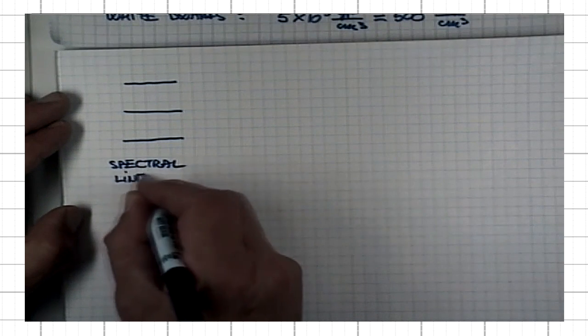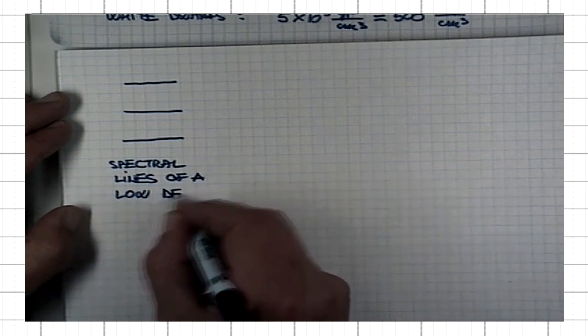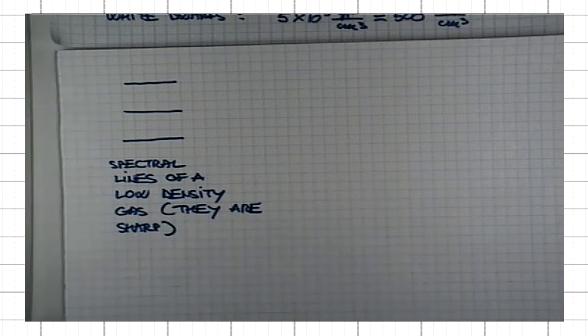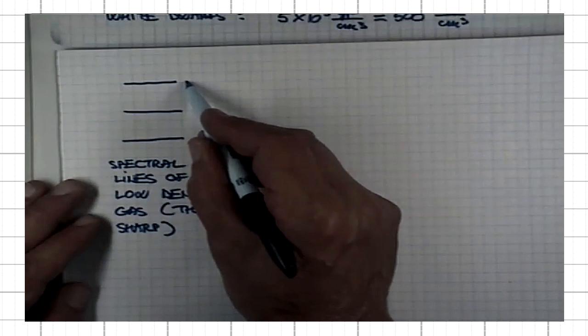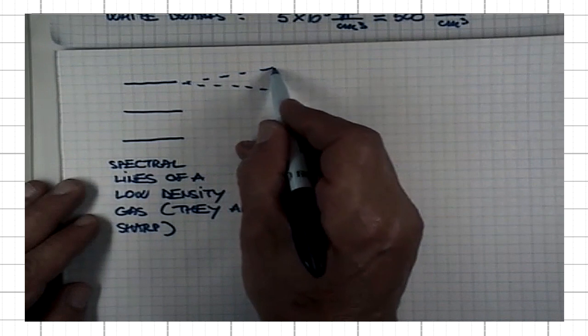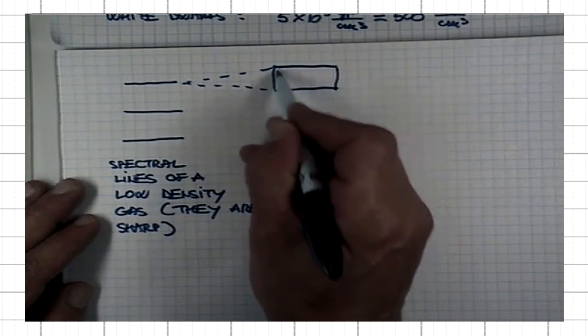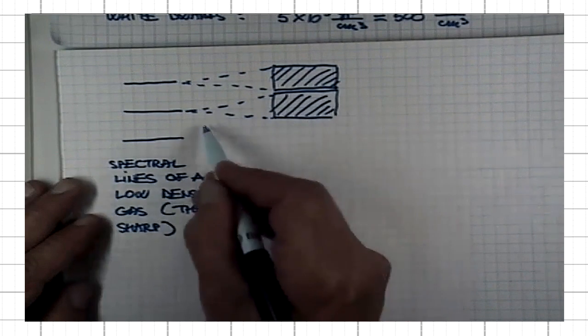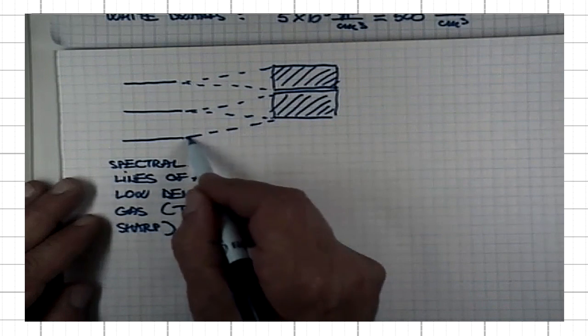schematically, these would be the spectral lines of a low density gas. They are sharp, that is well defined. But now if I would take that same gas and compress it and keep the temperature the same so that it emits the light, then what happens is that these sharp spectral lines get broadened into bands. I'm exaggerating, of course, but just to make the point.